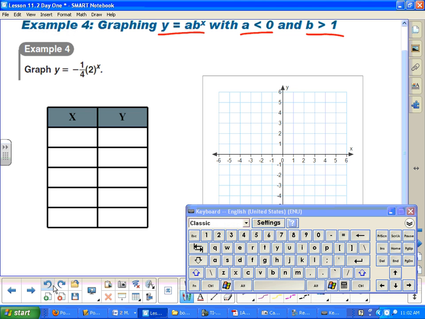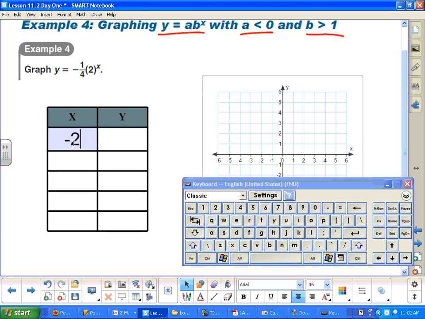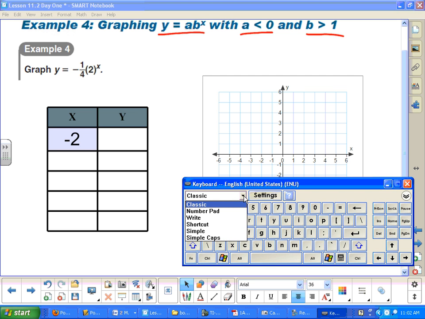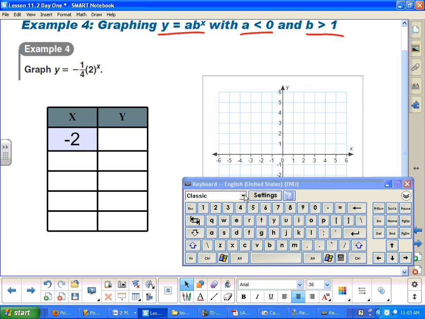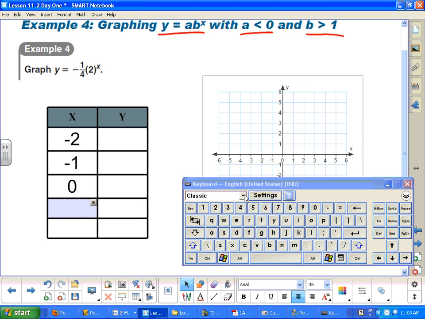Hold on here. All right, so we'll put in our -2. I wonder why these are so small. I know what I need to do. All right. -1, 0, 1, and 2. Okay.